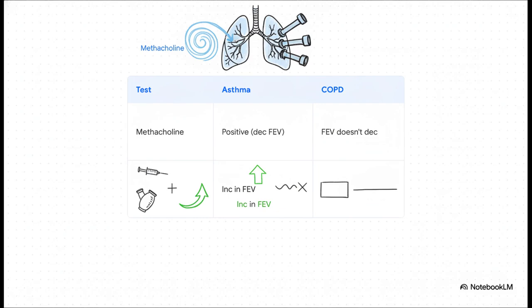Because methacholine is a bronchoconstrictor, an asthma patient will test positive, meaning their FEV drops by 20% or more because of those hyperactive airways. But in a COPD patient, the FEV doesn't really decrease because their obstruction is purely structural, not hyperactive, it's fixed. Now flip it around. If you give them a bronchodilator like albuterol, an asthma patient's FEV will increase as the obstruction reverses. But that COPD patient, again, they'll show a fixed obstruction with minimal to no change.